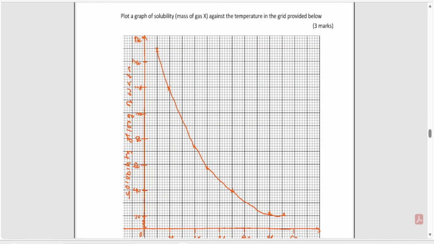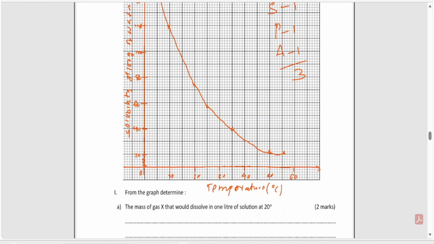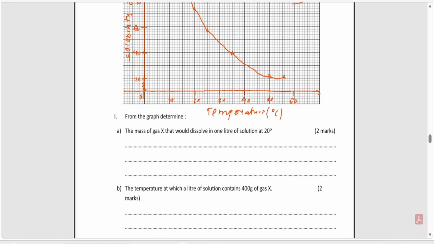The curve was 3 marks. Scale, 1 mark. Plotting, 1 mark. And the axis, 1 mark. And that is equivalent to 3 marks. Let's look at the questions after the graph.